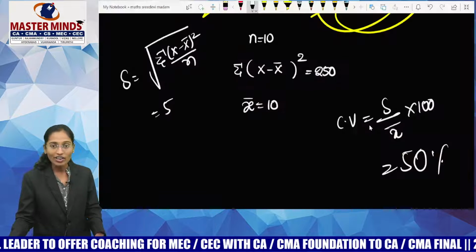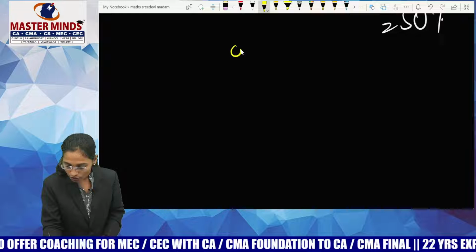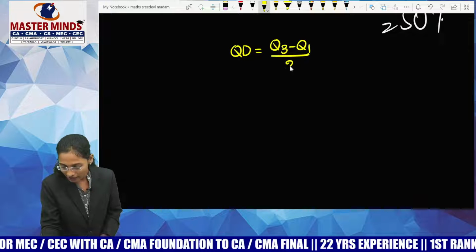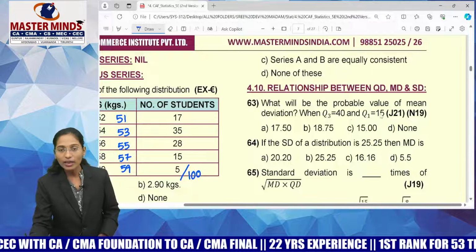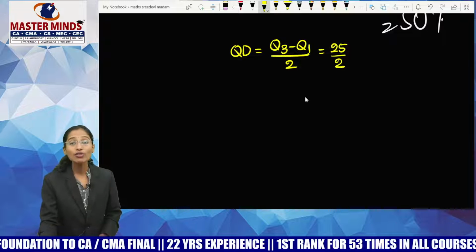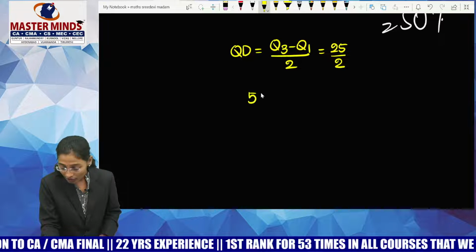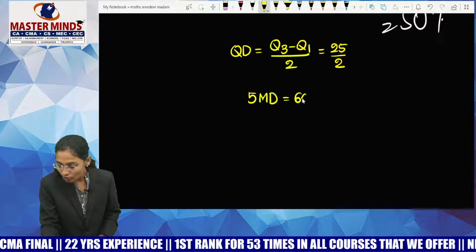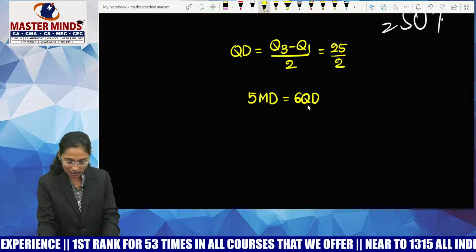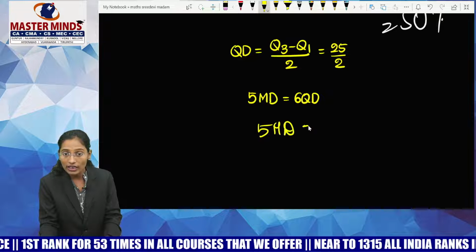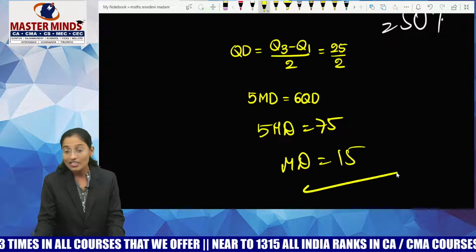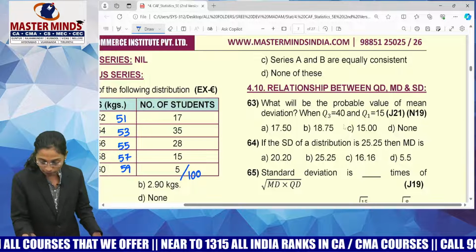So, what is the formula for quartile deviation, guys? Quartile deviation equals Q3 minus Q1 by 2. Take your calculator and calculate Q3 minus Q1 by 2. 40 minus 15 by 2. What is 40 minus 15? 25 by 2. Forget about it for now. Now, guys, we have to calculate mean deviation. For that, we have 5MD equals 6QD. Do you remember that? You know the quartile deviation is 25 by 2. 25 by 2 into 6 is 75, and that is the value of 5 mean deviation. I need only mean deviation, so divide by 5. So, what is your mean deviation? The answer is 15, and that is option C.